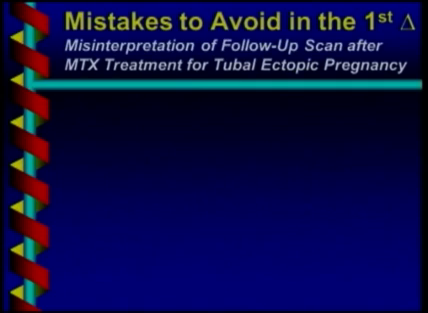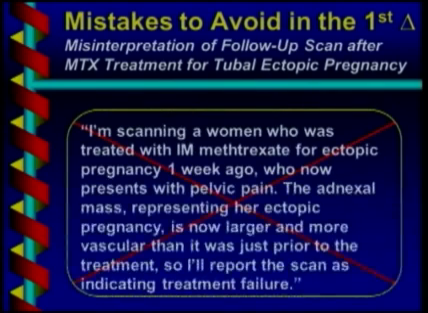Continuing on our mistakes to avoid, another mistake is misinterpretation of a follow-up scan after methotrexate is given for a tubal ectopic pregnancy. And the mistake you could make here is to say, well, I'm scanning a woman who was treated with intramuscular methotrexate for ectopic pregnancy 1 week ago. She now presents with pelvic pain. I do an ultrasound. The adnexal mass representing her ectopic pregnancy is now larger and more vascular than it was just prior to treatment. So I'll report the scan as indicating treatment failure. This would be a mistake.